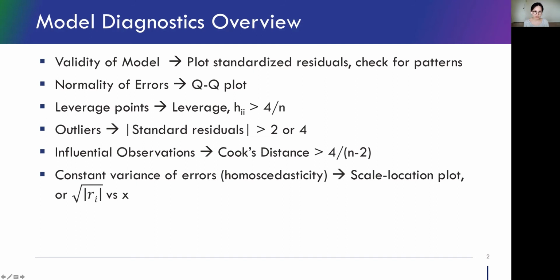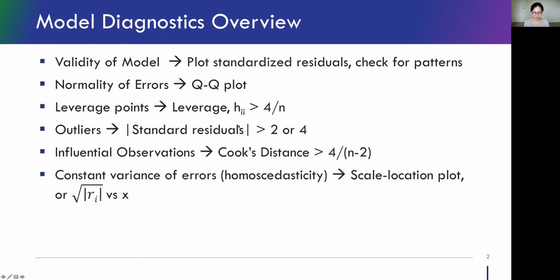And we also check for leverage points, and what is defined as a leverage point is by looking at if the leverage is greater than 4/n, where n is the sample size. And once we find the leverage point, we would decide if it's a good leverage point or a bad one by deciding if it's an outlier by looking at the standard residuals.